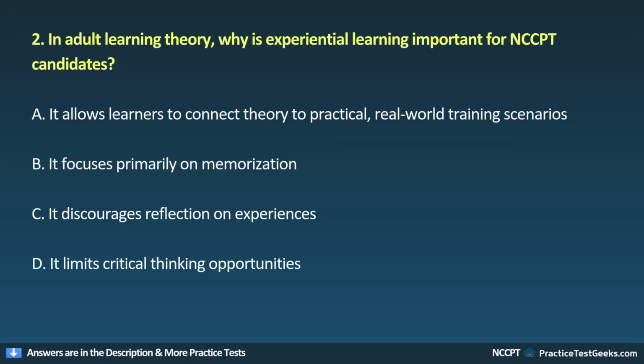2. In adult learning theory, why is experiential learning important for NCCPT candidates? A. It allows learners to connect theory to practical, real-world training scenarios. B. It focuses primarily on memorization. C. It discourages reflection on experiences. D. It limits critical thinking opportunities.